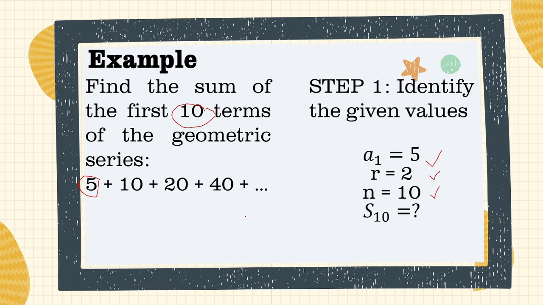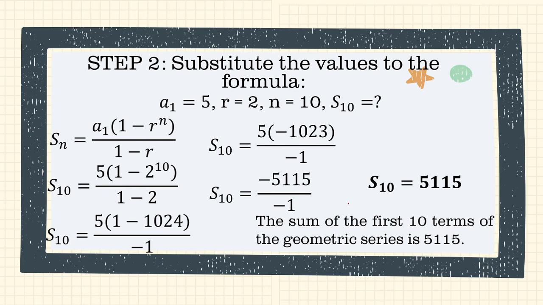Since we are finding the S of n, what is the value of our n? That is 10. Since we have S of n, we will be getting it as S of 10. Okay, so we're finding S of 10. So let's substitute the values to the given formula. We have a sub 1 is equal to 5, r is equal to 2, n is equal to 10, and S of 10 is our ask. So let's have here the formula. S of n is equal to a sub 1 times 1 minus r raised to n divided by 1 minus r.